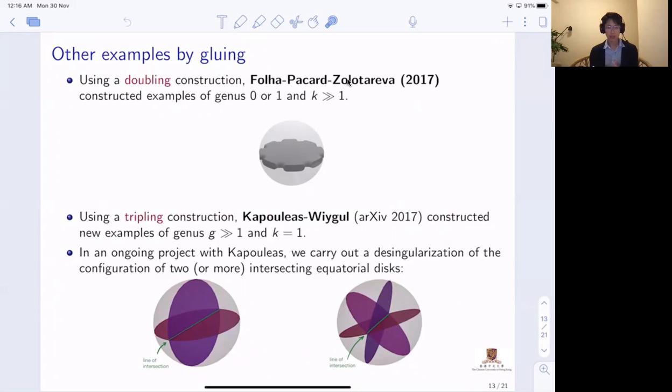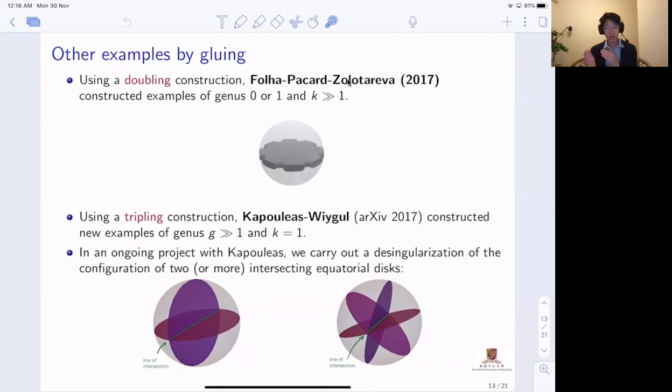What they consider is that instead of looking at 2 copies of the disk, one can actually consider 3 copies of the disk, and by suitably joining them, you can find one which has connected boundary. Okay, they will also have high genus for the surface. But they only have one connected boundary component.